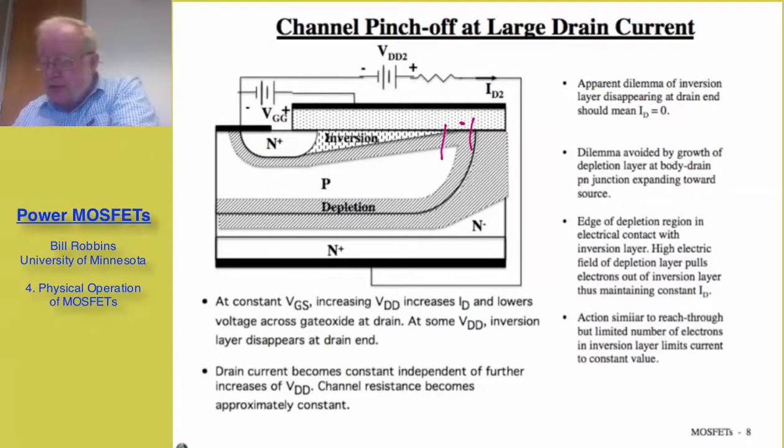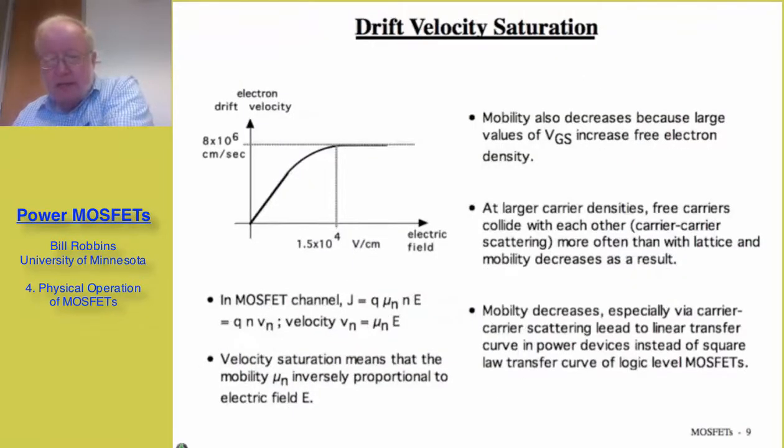This constant current is also aided by another phenomenon, which is drift velocity saturation, which is indicated in the next slide. In silicon and most semiconductors, at low applied electric fields, the electron velocity is proportional to the electric field, and the slope of the curve is the mobility.